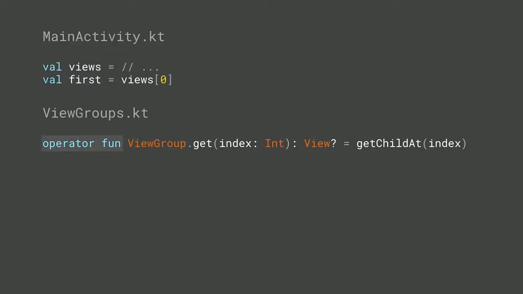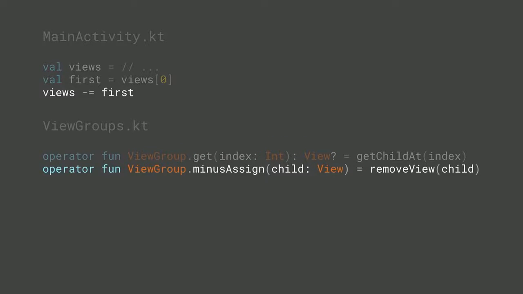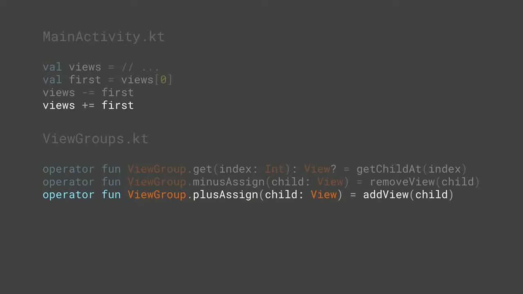Key thing here, again, that Hadi pointed out, this is an operator function, so we're declaring that it has a special call site syntax. And that's what all of these are going to be. So how about adding and removing views? Well, we can add minusAssign and plusAssign. And so this allows us to use shorthand syntax for removing and, again, adding.